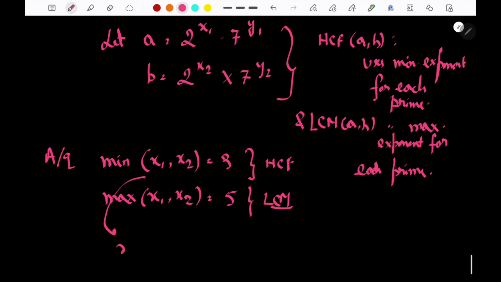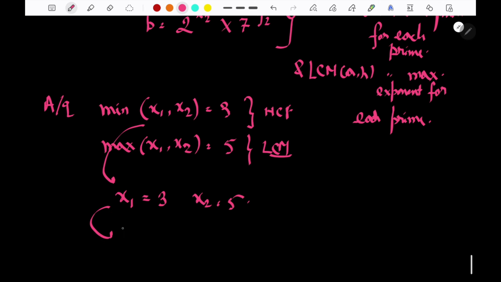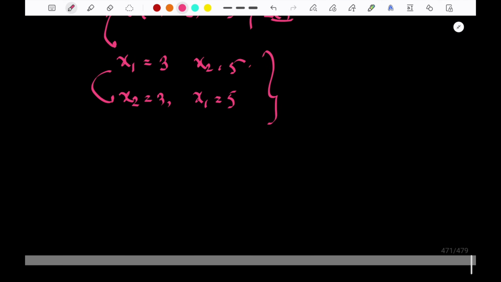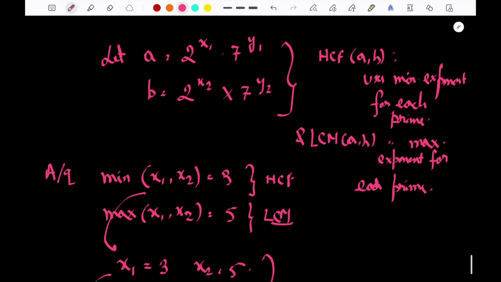what we can say, x1 is equal to 3, x2 is equal to 5, but some will be saying that sir, x2 can be 3, x1 can be 5. So both of the cases can be there, and this is the case for x1 x2. Similarly, we discussed here about prime factor 2.